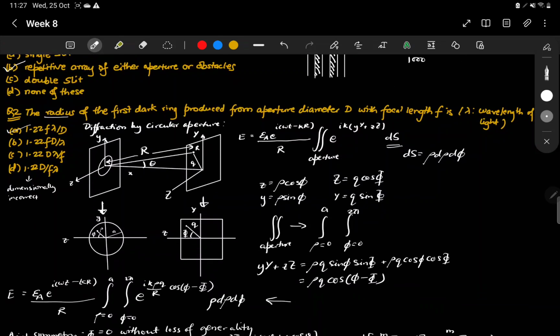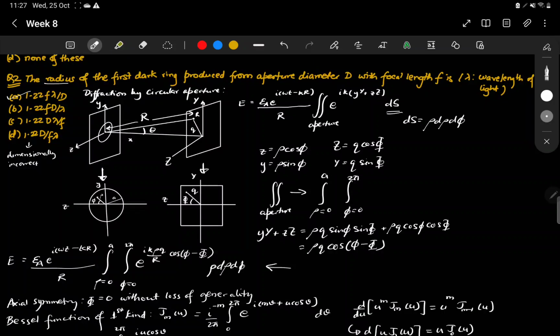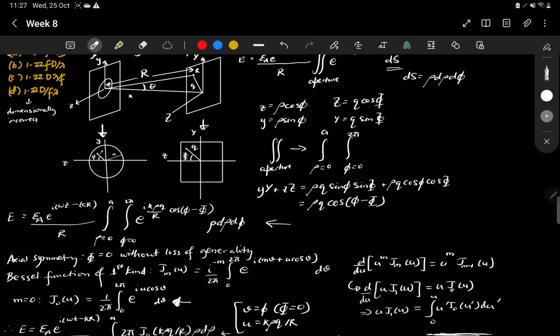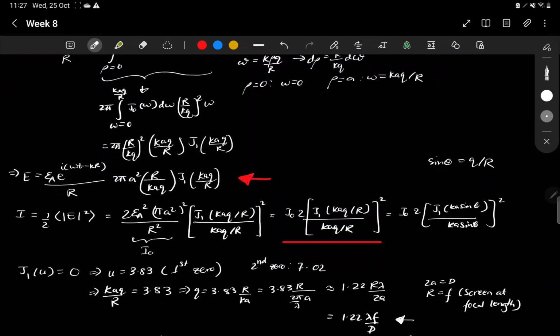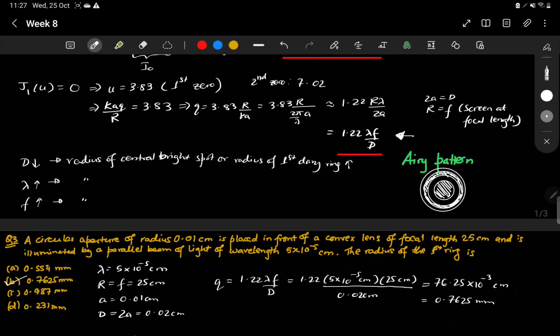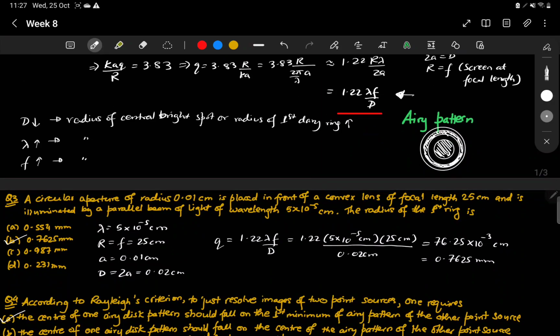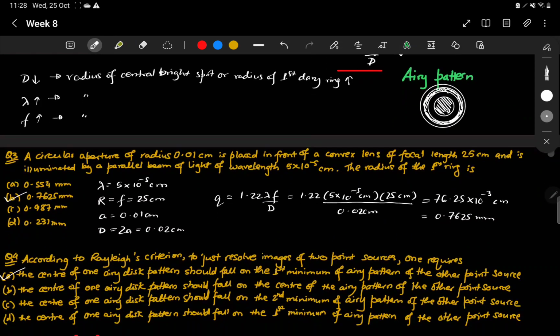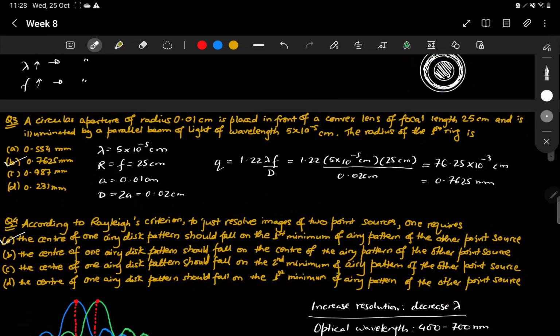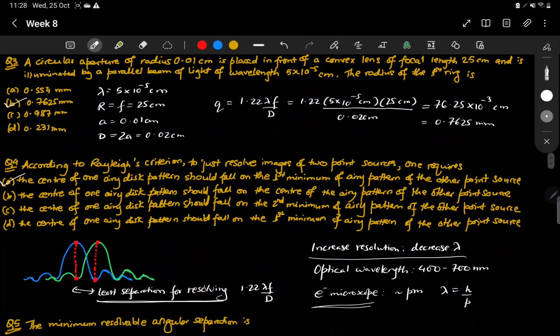The radius of the first dark ring produced from an aperture of diameter d, when we have a lens of focal length f, is 1.22 lambda f by d, and here we are just deriving it. And this pattern is called the Airy pattern. It's like concentric circular fringes. Here is a simple numerical based on that. Radius of the first ring is 1.22 lambda f by d. First dark ring.